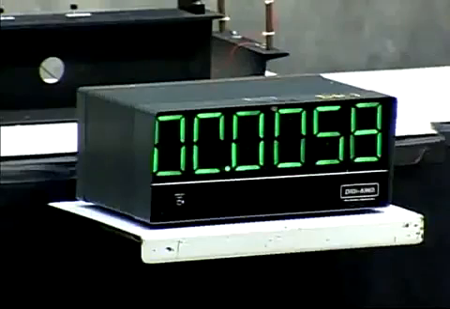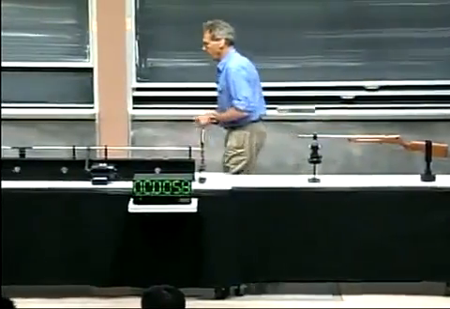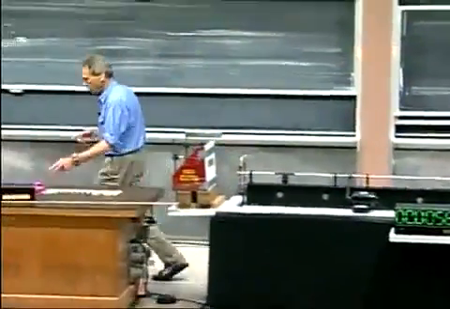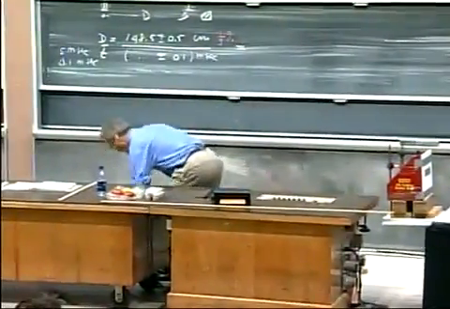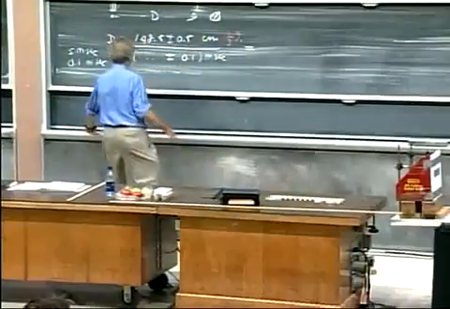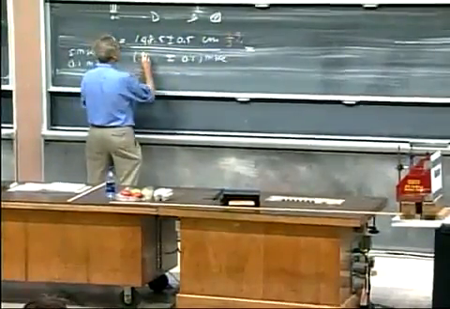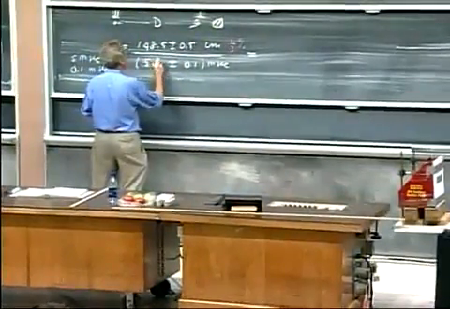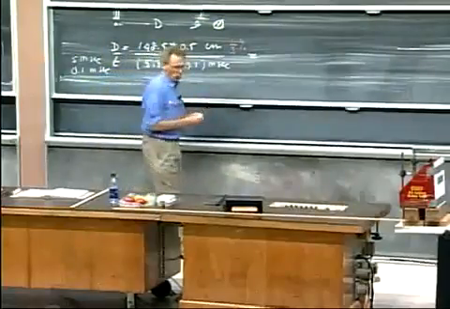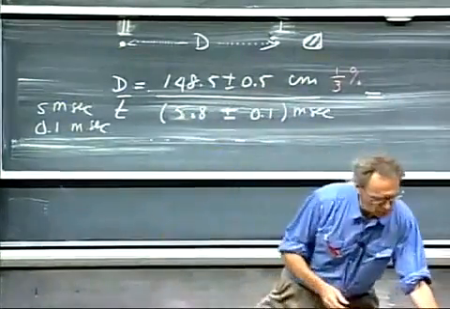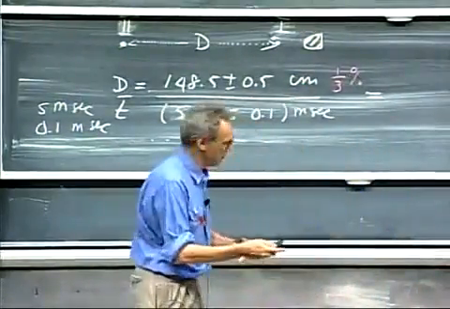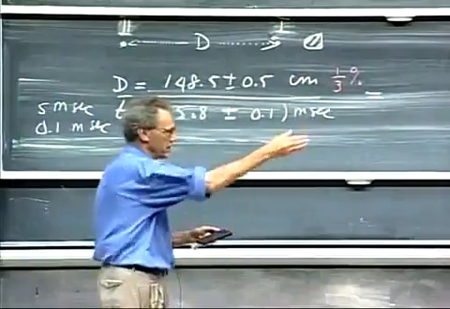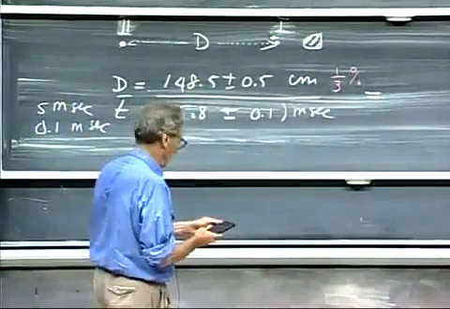What do we see? 5.8 milliseconds. 5.8, is that what you see? Yeah. 5.8 milliseconds. 5.8 plus or minus 0.1. So out comes the average, call it speed or call it velocity, it's the same thing in this case.